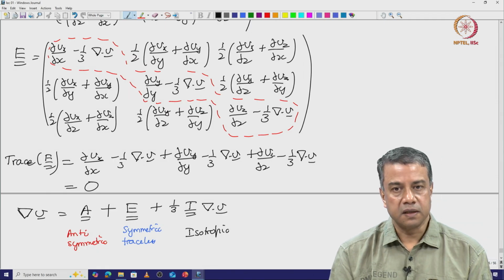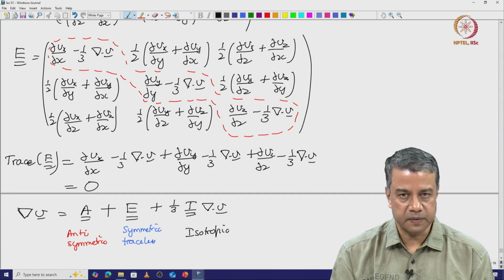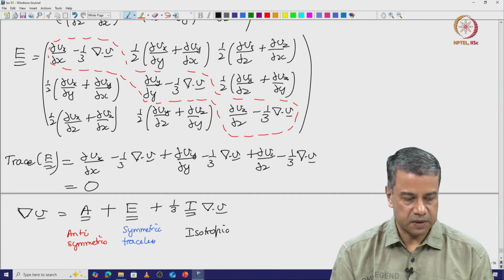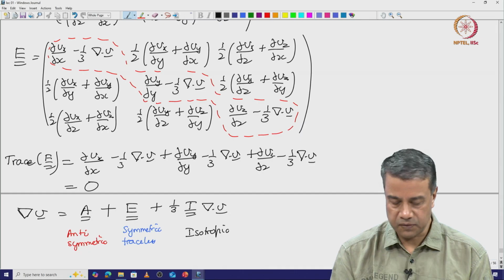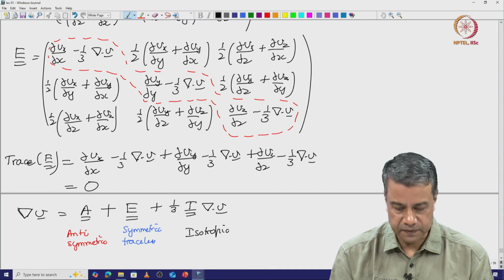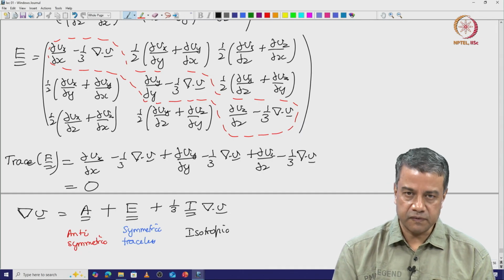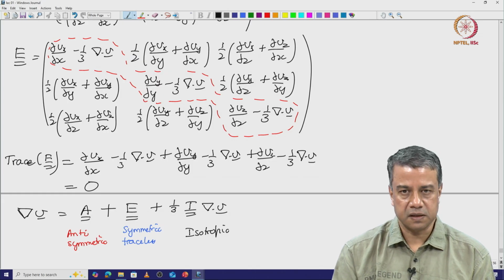Each of these represents specific types of deformation. In the next lecture, we will continue and see what are the types of deformation represented by each of these. So, I will continue the rate of deformation tensor in the next lecture.